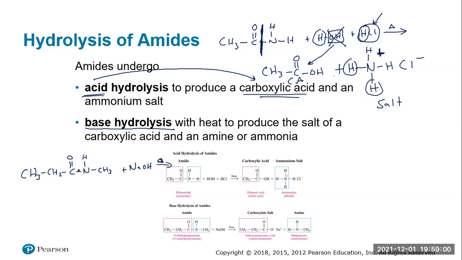So in this case, because it's base, we're going to actually start with the amine part. And basically what's left over there on the amine side is this. And to complete this, we need a hydrogen. And the hydrogen comes from the base, and that gets us back our amine.